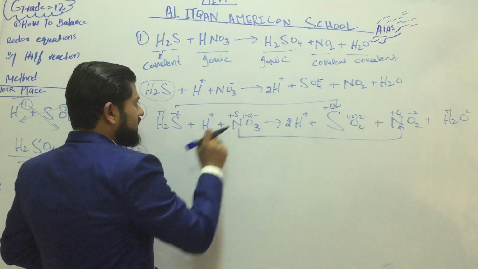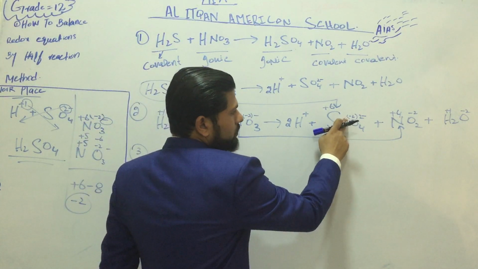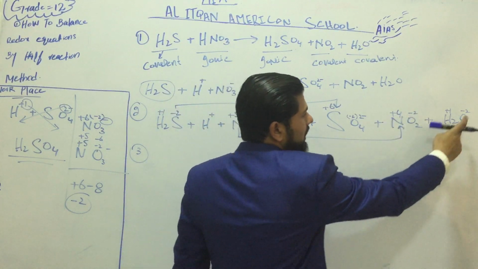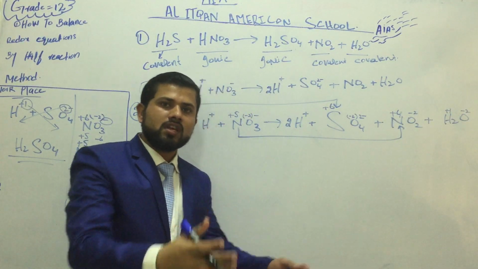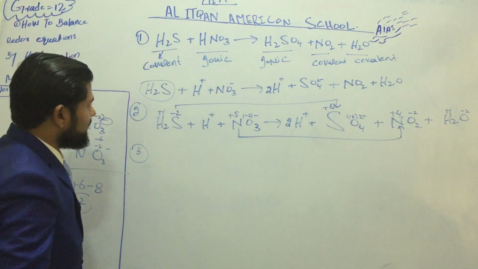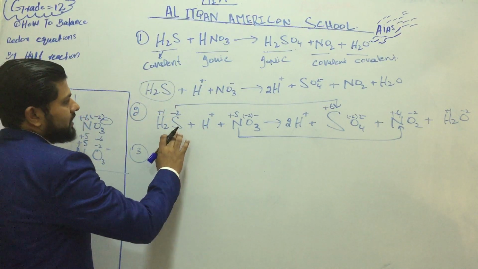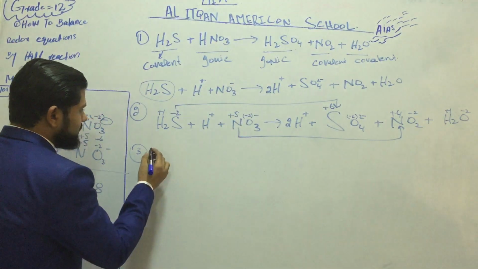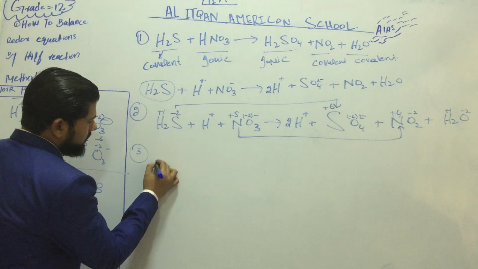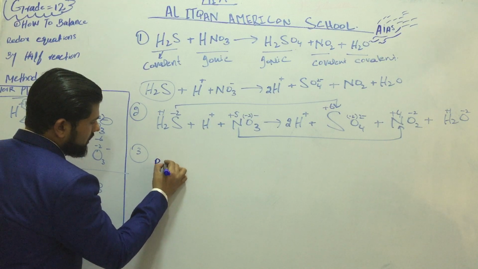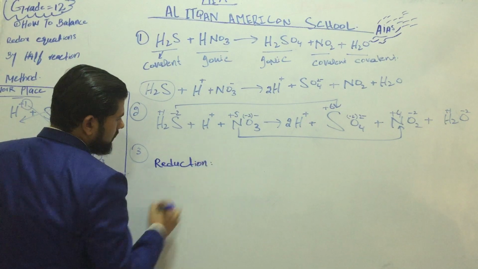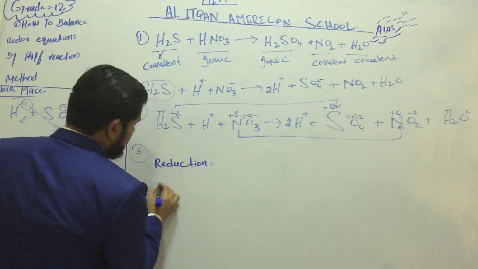This is -2 here, -2 here. I'm talking about only one atom, please keep in mind. -2 here, -2. See, there is no change in oxidation states, and the only change can be seen in sulfur and nitrogen. So it means you have to write here your reduction reaction and oxidation.